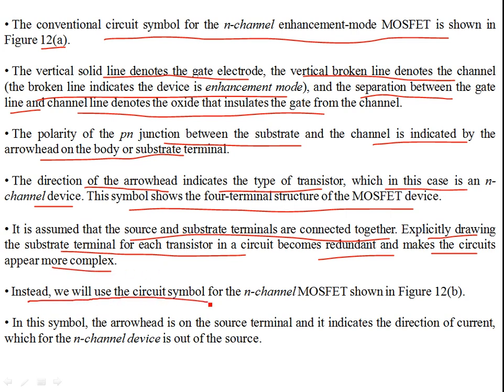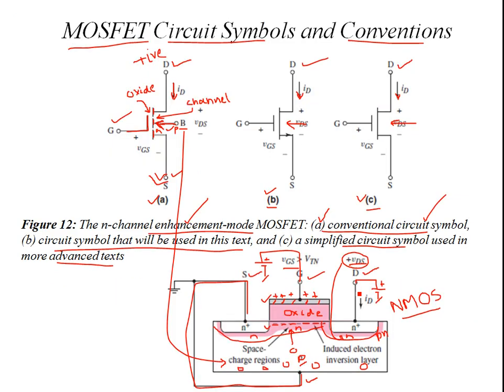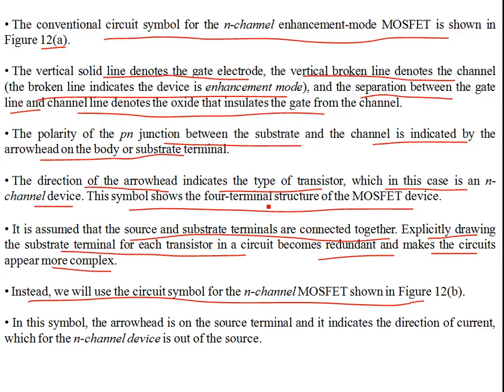So instead we use the circuit symbol for the n-channel MOSFET shown in 12B. The author of your text, Donald A. Neamen, favors this 12B. It is less complicated, so we'll be using the circuit of 12B as the conventional symbol in this text for later analysis of MOSFETs, DC analysis and AC analysis.